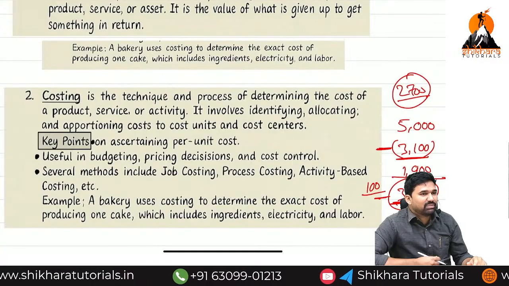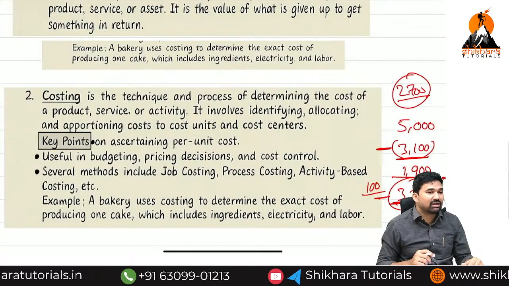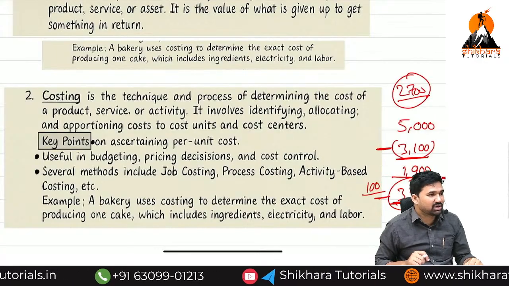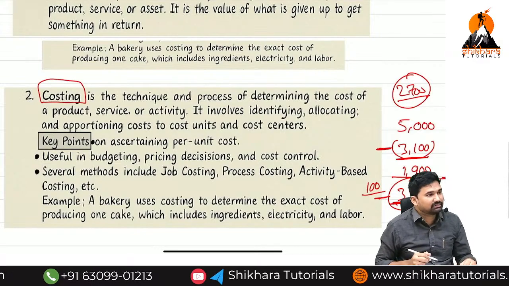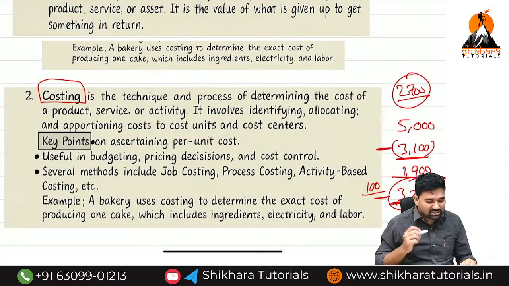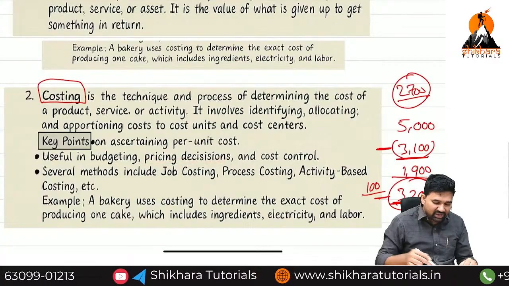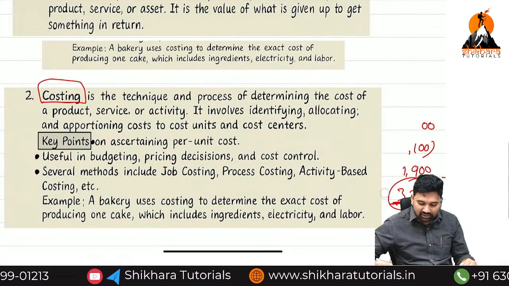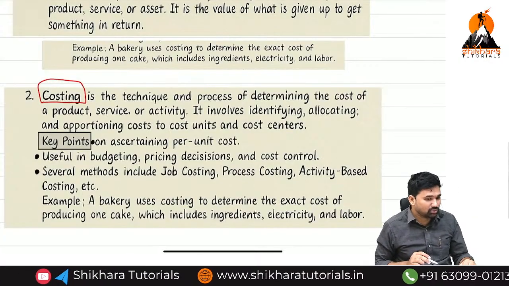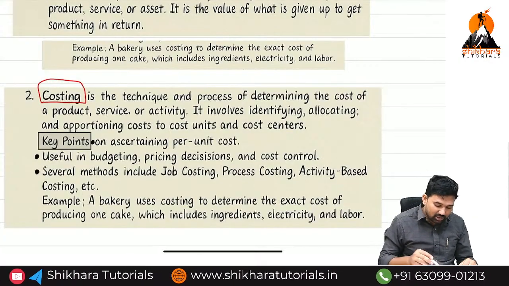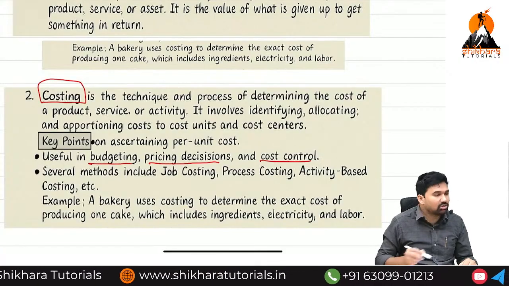Why? Because you don't know the actual cost of your product. Sir, now I wish to determine the cost of my product. How can I decide, sir? By using costing techniques. So for pricing decisions, what do we need? Costing. We are definitely going to need this kind of technique. This is the relevance of costing, and costing is useful in budgeting, pricing decisions, and cost control also.